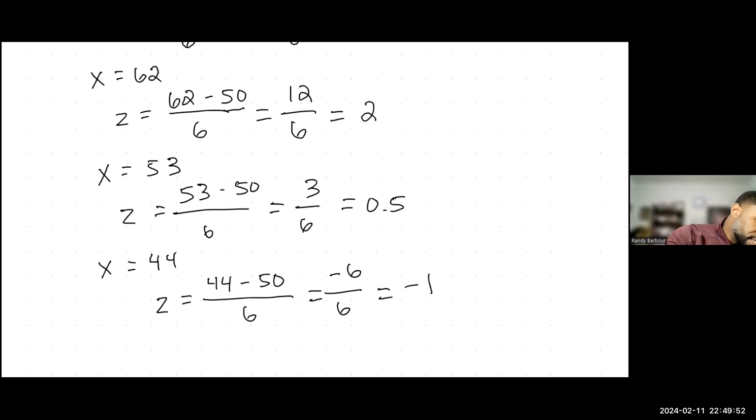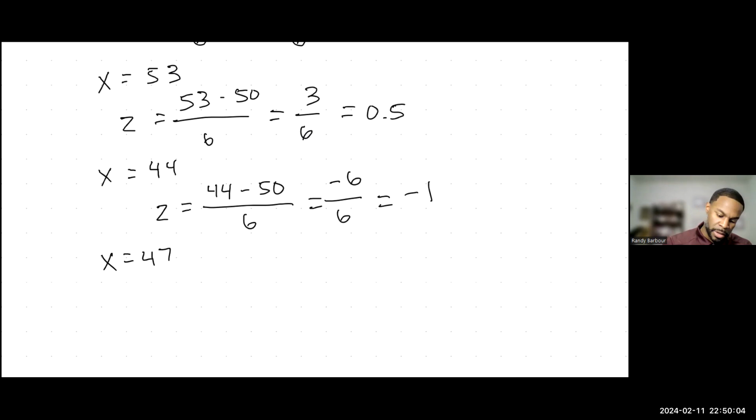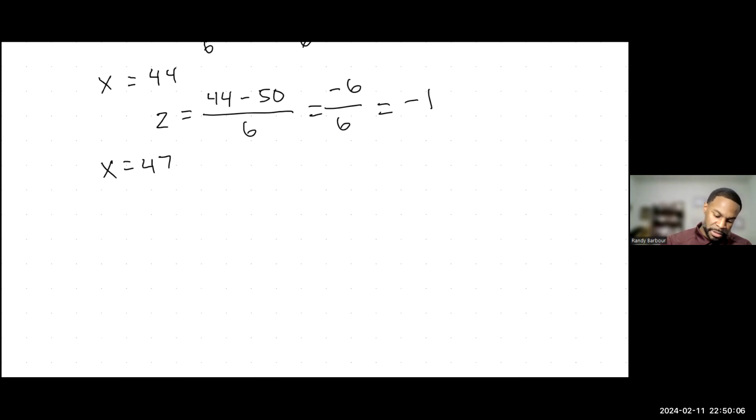Okay. And since I'm already almost there, let's go ahead and finish it off. We got x, so 47. Okay. So that'll be z, 47 minus 50 over 6. This should be negative 3 over 6. That'll be a negative 0.5.